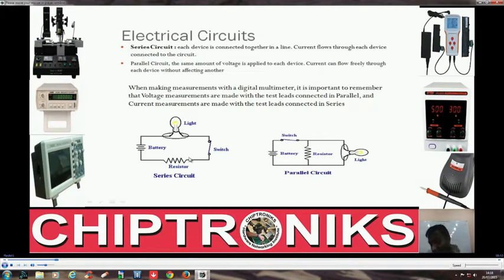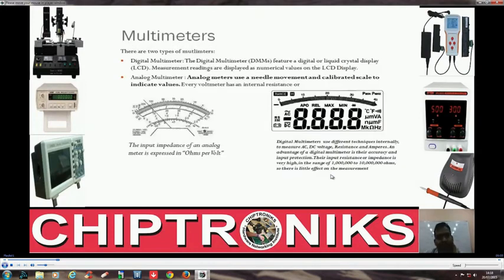So how do we recognize a series circuit? In a series circuit, the same current will flow, whereas in a parallel circuit, the voltages across both the components would be the same. Alright, let's move on to the next slide.